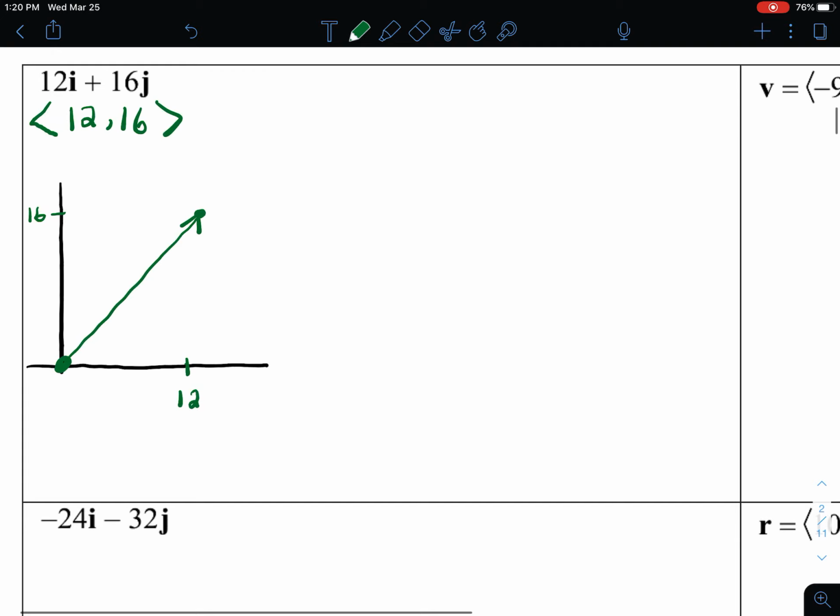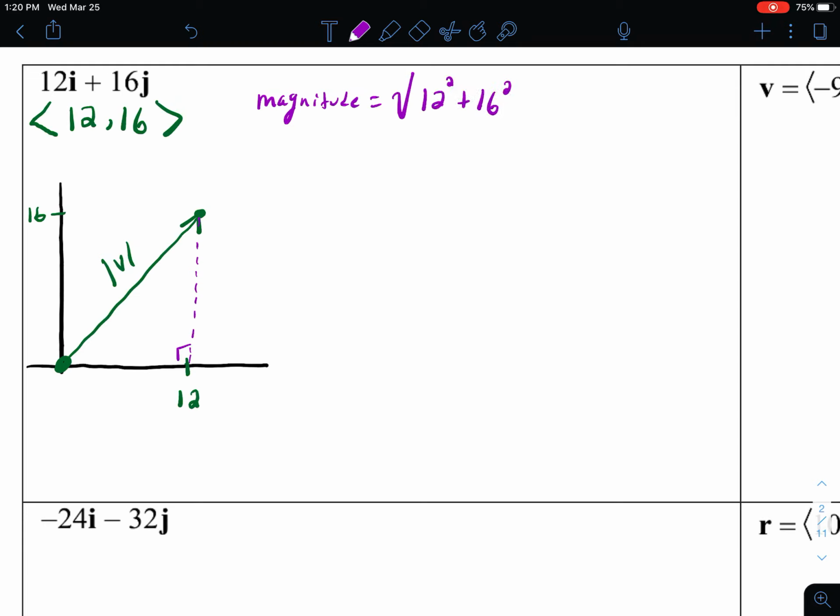We want to find the magnitude and the direction angle. Well, the magnitude is basically the length of that line, which, if you don't want to memorize a formula, these vectors make right triangles, where I could do Pythagorean's theorem. Magnitude of a vector would equal the square root of 12 squared plus 16 squared, which would give me my answer there.